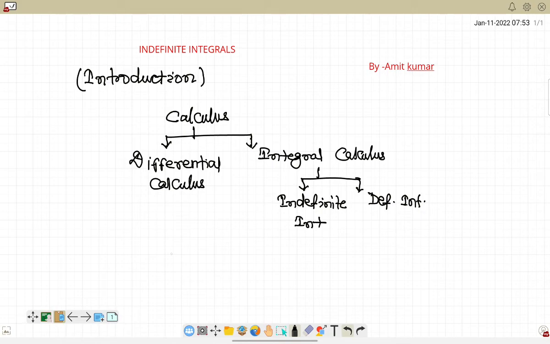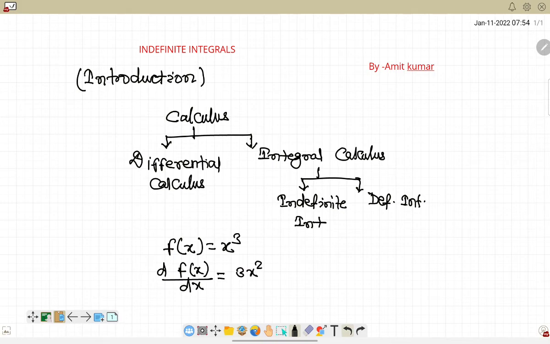Suppose some curve is given and f(x) is equal to x cube. We can differentiate the curve, then we will get the differentiation of f(x) with respect to x is equal to 3 times x square. Whenever we differentiate, this is part of differential calculus. Suppose someone asks, what is the integral of 3x square? So we can write in this way, integral of 3x square dx is equal to x cube.